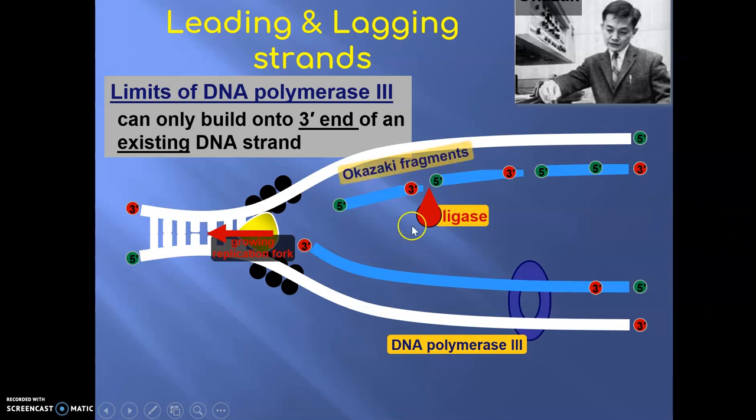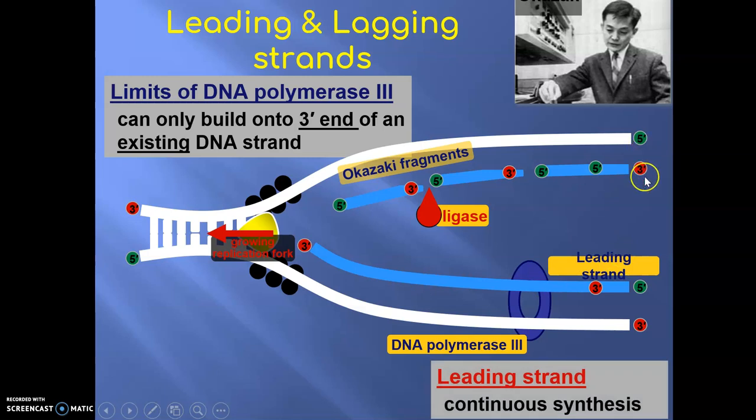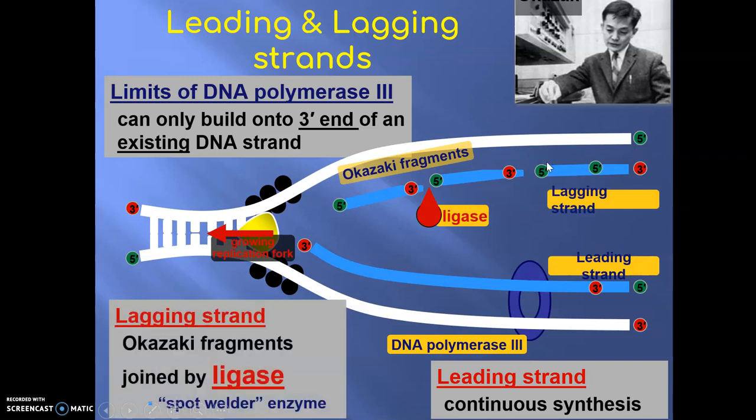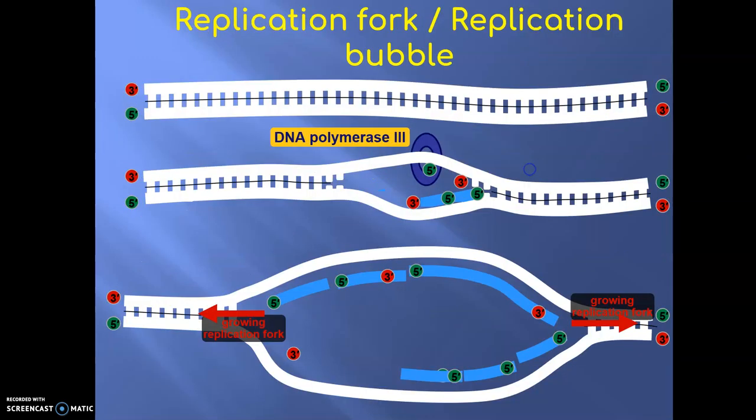is we have these things called Okazaki fragments. That's named after the scientist who found out what they were, Okazaki. So this is our leading strand because that is the main one that is replicated correctly. This is going to be continuous synthesis. These over here, the Okazaki fragments, are called the lagging strand. So the lagging strand Okazaki fragments are joined together by ligase. It's kind of like a spot welder enzyme. What that means is it kind of just takes those pieces and glues them together as it goes along.